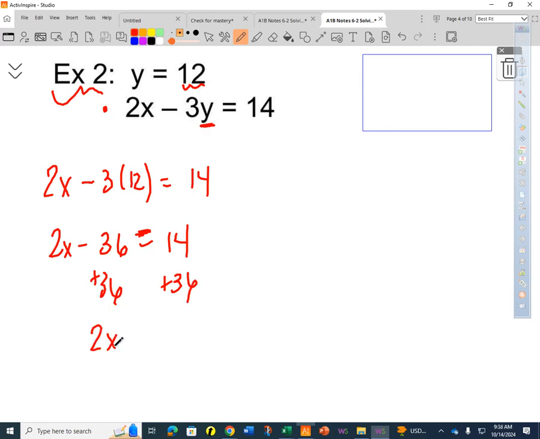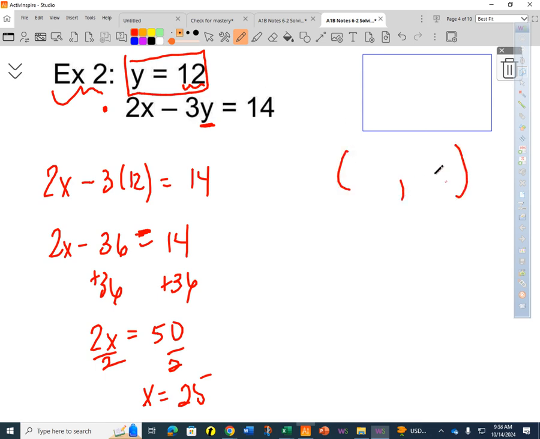And that's going to give us 2x equals 50. 2x, remember, is 2 times x. And we undo multiplying by dividing. And x is 25. So we already know it was given that our y-coordinate is 12. Our x-coordinate is 25. So that would be the solution to this system.